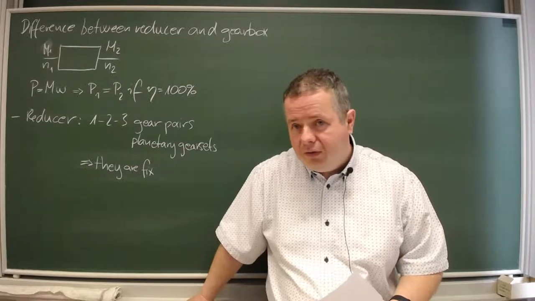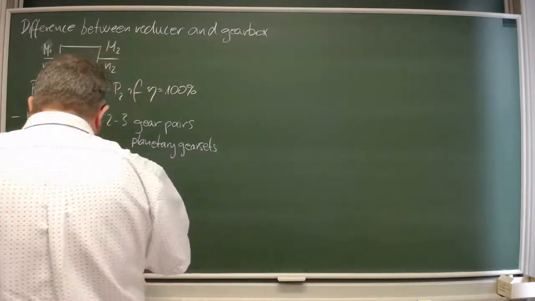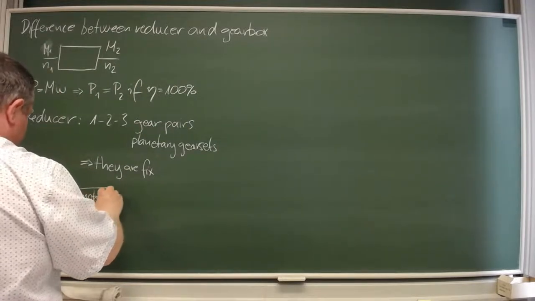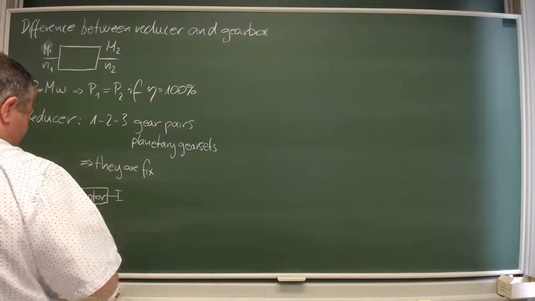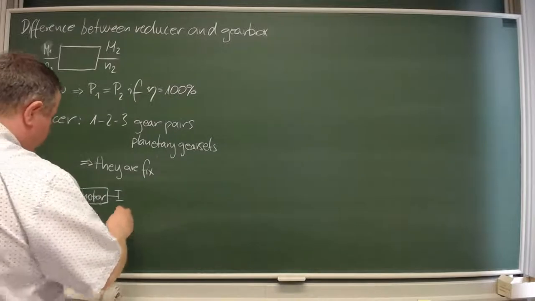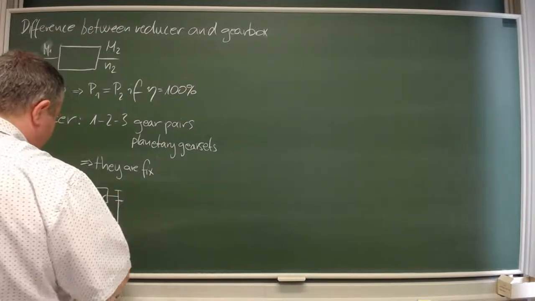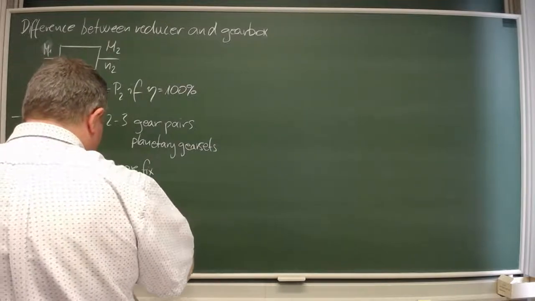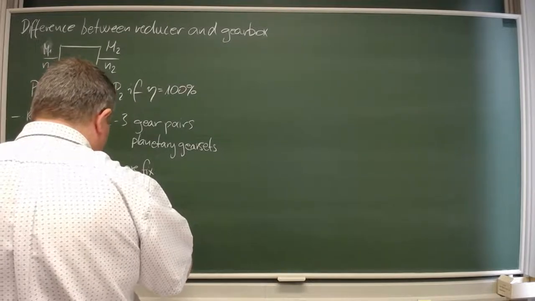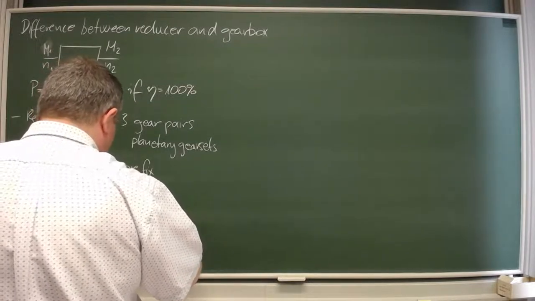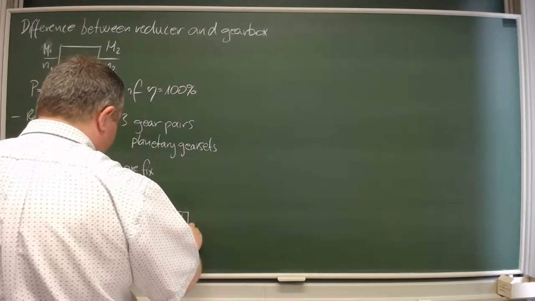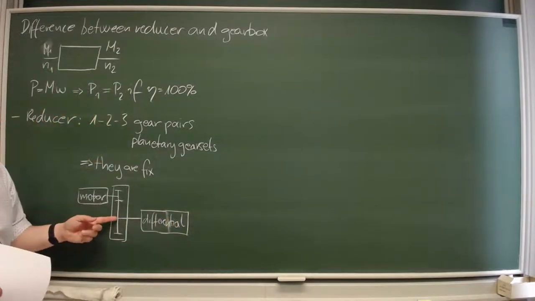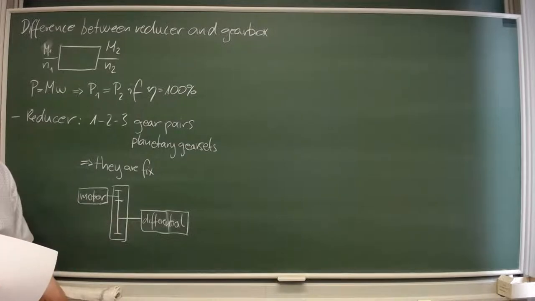If you want a sketch of a very simple gearbox for an electric car, let's say you get here the motor, and then you get a gear at the end of the motor. And if you are lucky, you get just this gear pair as reducer, and outside you get the differential. Roughly, this is just as simple as this, one gear pair and nothing else.